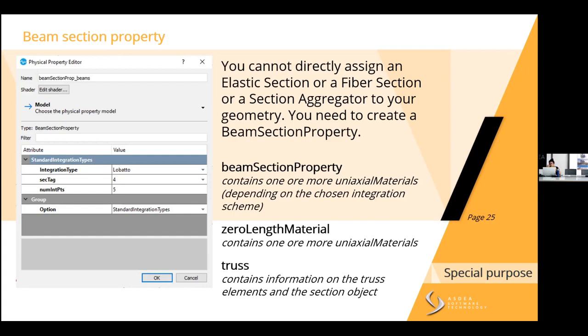So to define it, the beam section property contains one or more uniaxial materials, depending on the chosen integration scheme that you want to use. Then we have other types of these special purpose containers, like the zeroLength material that also contains one or more uniaxial materials, or the truss that contains the truss element and also the section object.